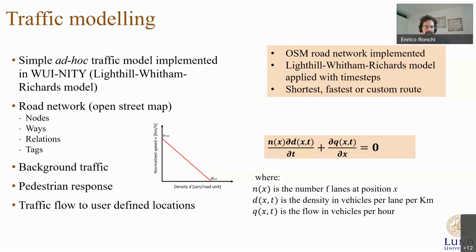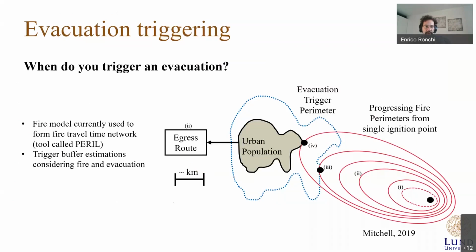And then we also have implemented, this is the work done by Imperial College, they can surely give you more information about this if you want, a trigger buffer model in Unity, which allows basically to use information from the fire model to estimate trigger buffer considering both fire and evacuation evolution. So basically helping out decision makers in deciding where we should order an evacuation.